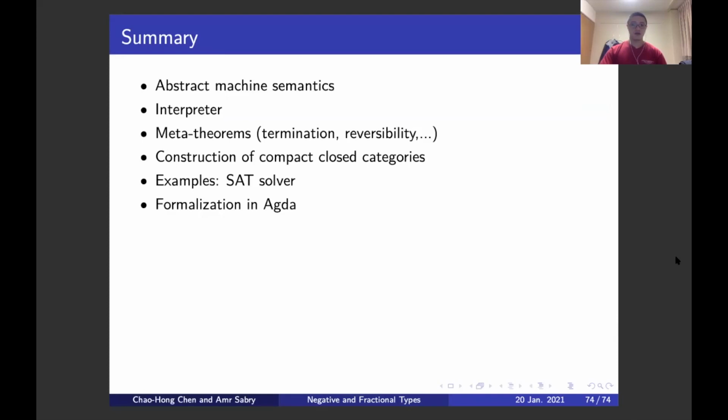Now, to summarize, in the paper we have abstract machine semantics for both negative and fractional types, and also PiQ, and we have interpreters for all 3 of them. And we prove a lot of meta-theorems for these 3 semantics. And we also have constructions of the category for fractional and negative types. And we also have a full implementation of the SAT solver, and all the work is formalized in Agda. So if you are interested, please read the paper and play with the Agda code in the artifact.